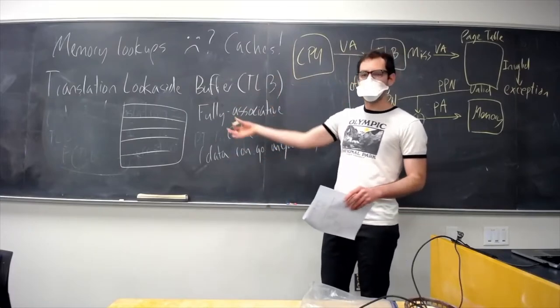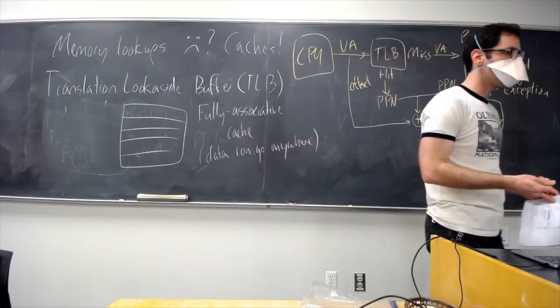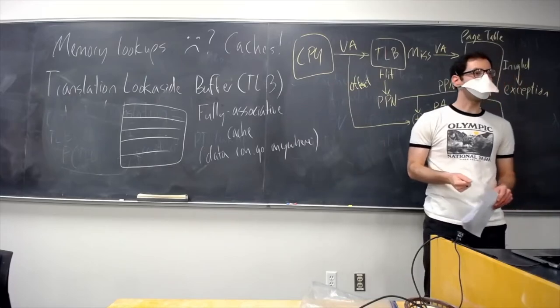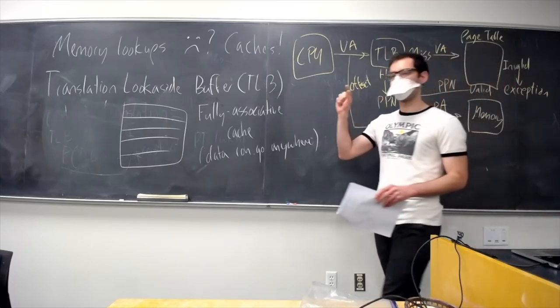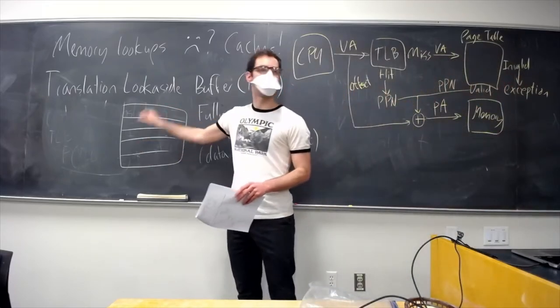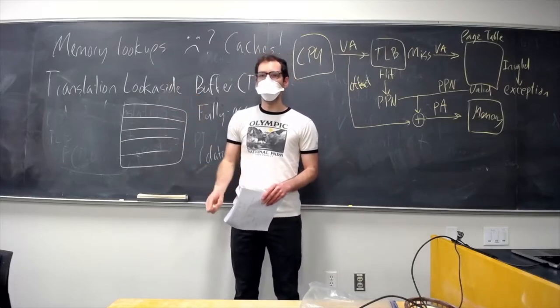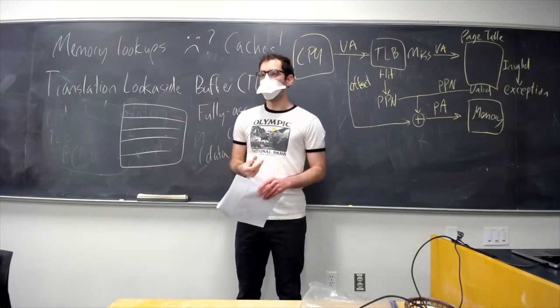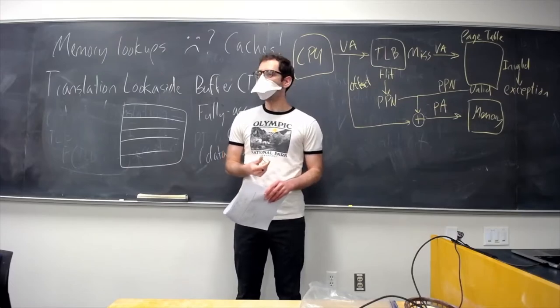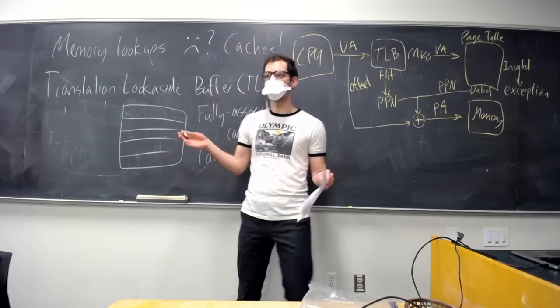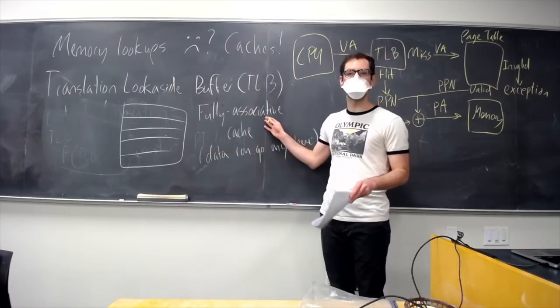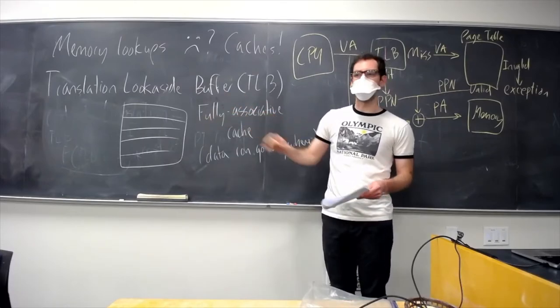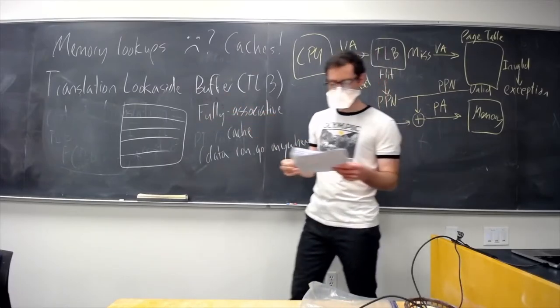There are other designs of caches called direct mapped or set associative, which for a given data restrict which parts of the cache it can be in. This is kind of simpler and lower cost to implement. So for bigger caches, you typically wouldn't see them as fully associative. But for our small TLB, that's going to be a good choice.